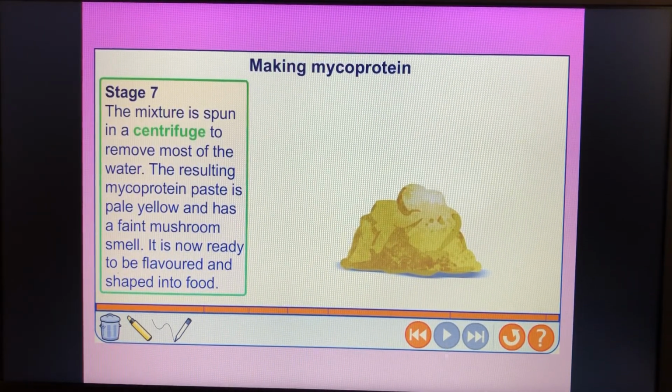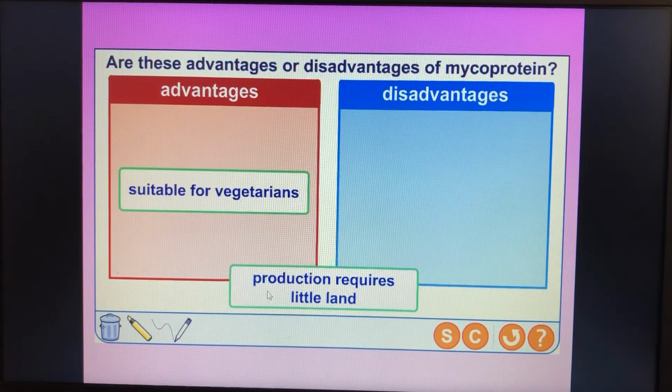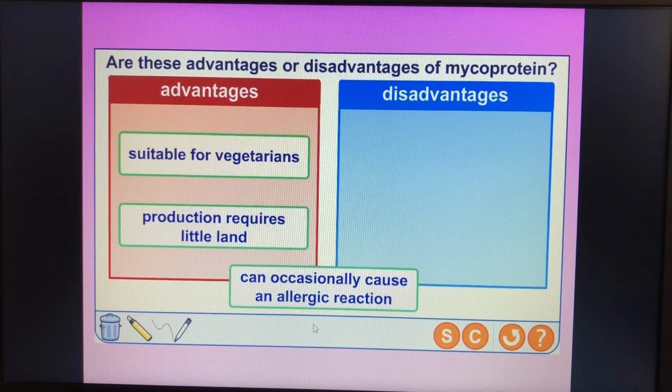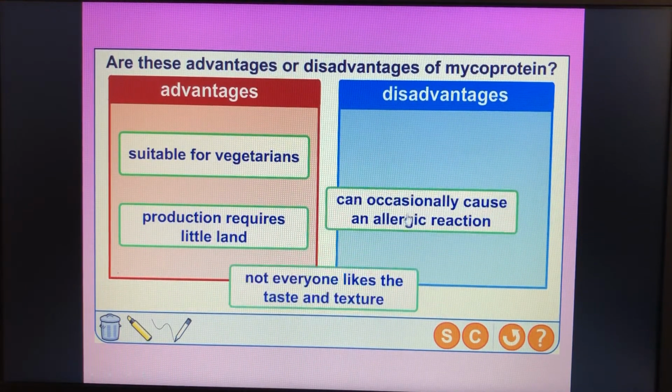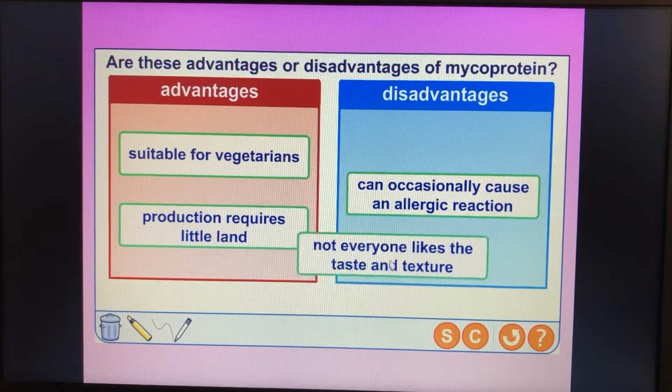Oh, I don't know how to make it. Yeah, I do. Okay, so advantages and disadvantages of Mycoprotein. Just started talking about this, didn't I? Okay, so suitable for vegetarians, sounds like an advantage. Production requires little land, good one. Can occasionally cause allergic reactions. If you know that's the case, then I suppose you eat something different. Not everyone likes the taste or the texture.